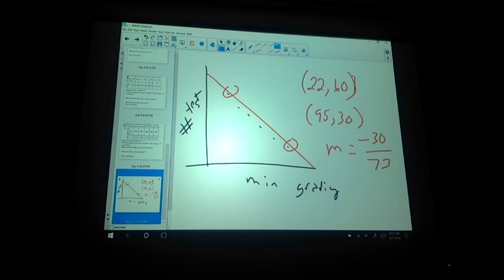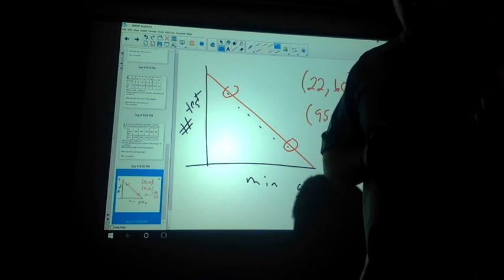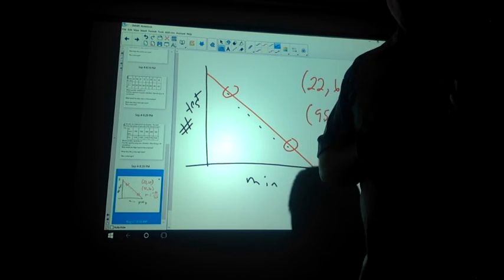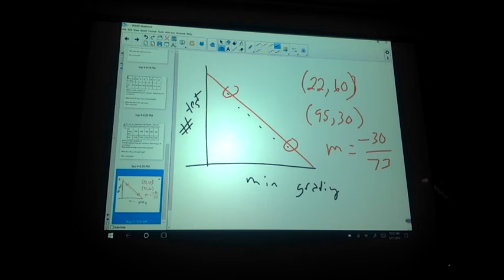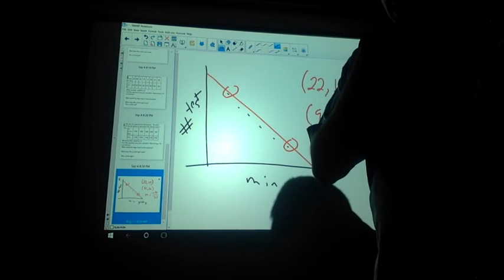If you pick two separate points, your slope's going to be a little bit off. Agree? It doesn't mean you're wrong. If you pick correctly, you should have a negative slope. This means number of tests per minutes grading. So 30 tests are graded every 73 minutes, or if you reduce it, 3 tests are graded every 7 minutes. That's what it means in the context of the problem.